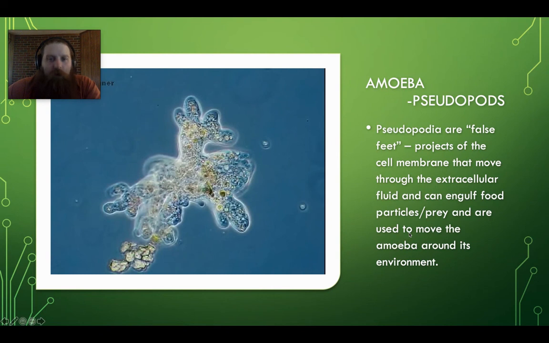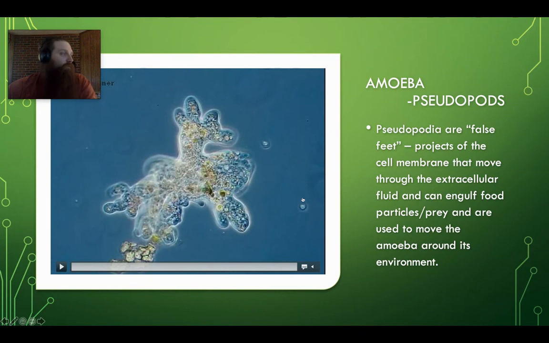So those are the three kinds of single-cell locomotion. You have pseudopods, which are false feet, flagella, which are whip-like tails, and cilia, which are little hair-like projections. We also want to know the paramecium, the euglena, and the amoeba. We want to know a little bit about each of those, okay? So, short video. That's all we've got for this one.